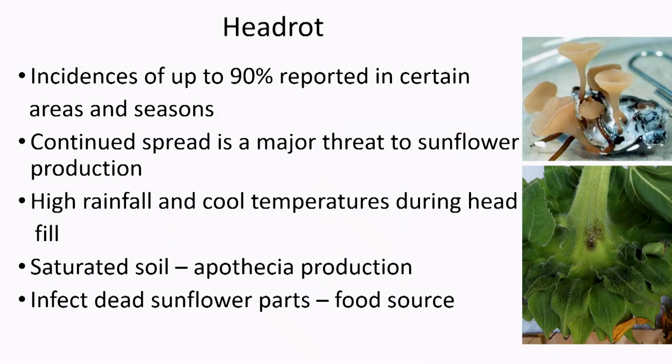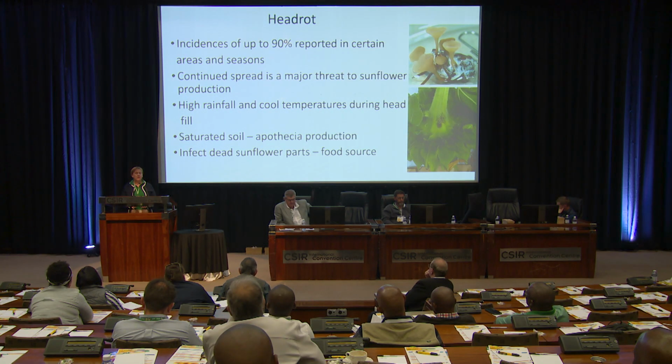Okay, so incidences of up to 90% have been reported in certain areas and also over certain seasons. Now remember, this disease is a seasonal disease. We get it when there is high rainfall and cool temperatures during head fall. We get the continued spread, and it is a major threat to sunflower production. I've heard of farmers that haven't planted sunflower this year just because they had so high infections last year, so they didn't want to take the risk of planting sunflowers again.